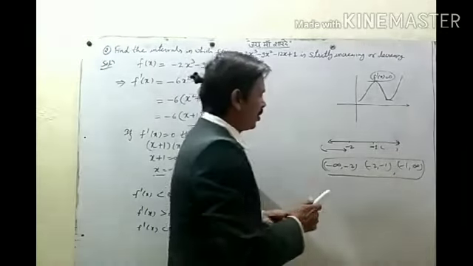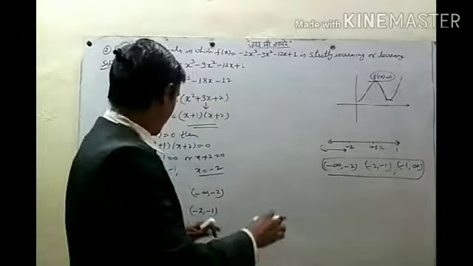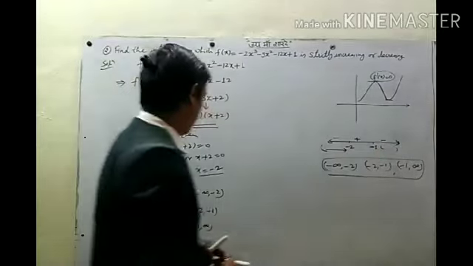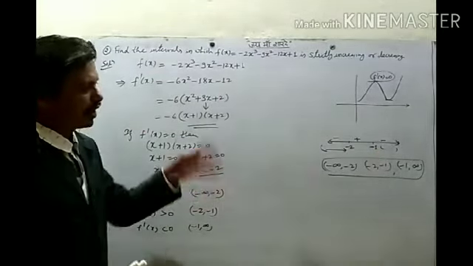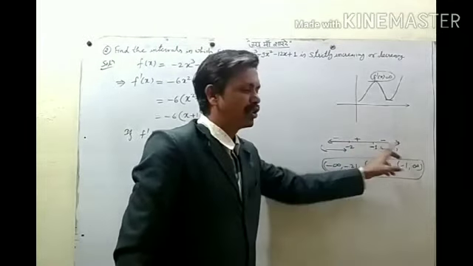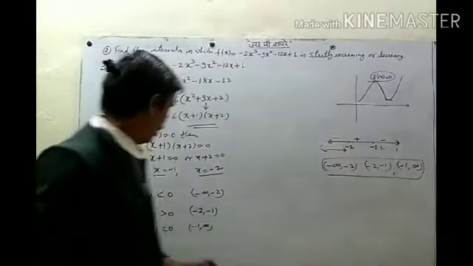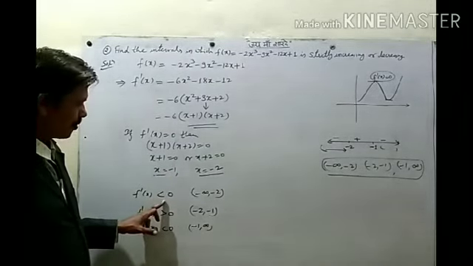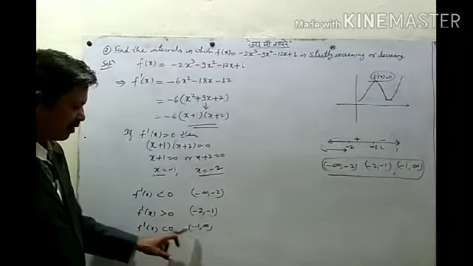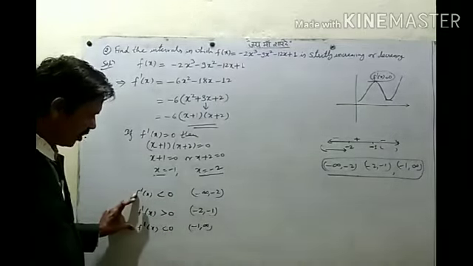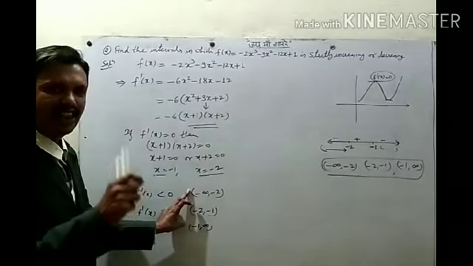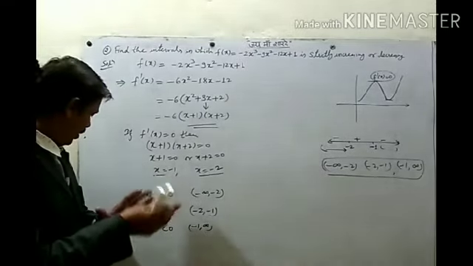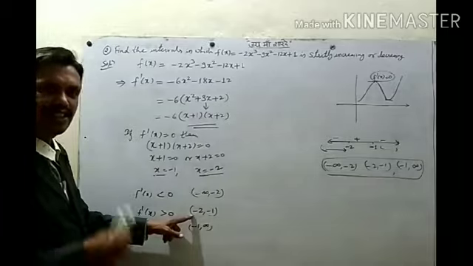Mostly we get alternate signs. In this interval we are getting negative, then here positive, then here negative. Mostly, but not always. Sometimes it can be the same sign, negative, negative, positive, positive like this. But mostly we get alternate signs. So in this interval the derivative is less than 0, in this interval more than 0, in this interval less than 0. It means in these two intervals your function is strictly decreasing, and here the function is strictly increasing.